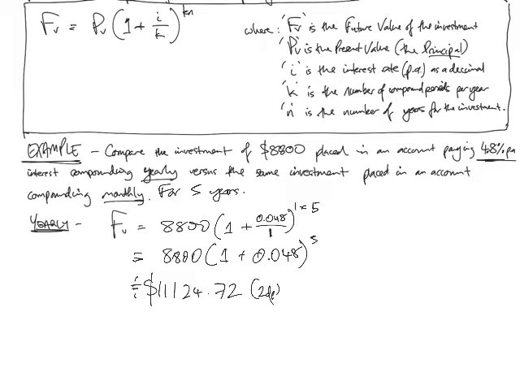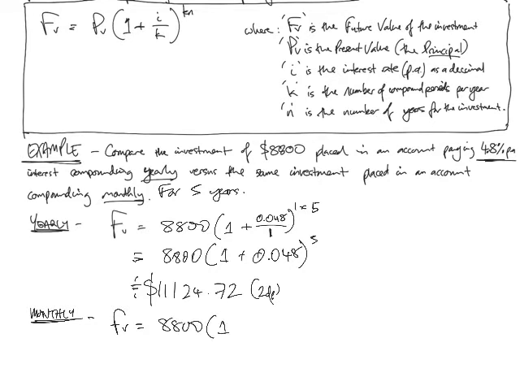So just for interest's sake, I wanted you to see what the investment's going to go up to if you compound it monthly instead. So you're still going to put $8,800 away in an investment for 5 years. The only difference is going to be 4.8% per annum. So it's going to rise by 4.8% per year, but the interest that you earn is going to compound 12 times a year because it's compounding monthly. And that's actually going to make a pretty big difference.